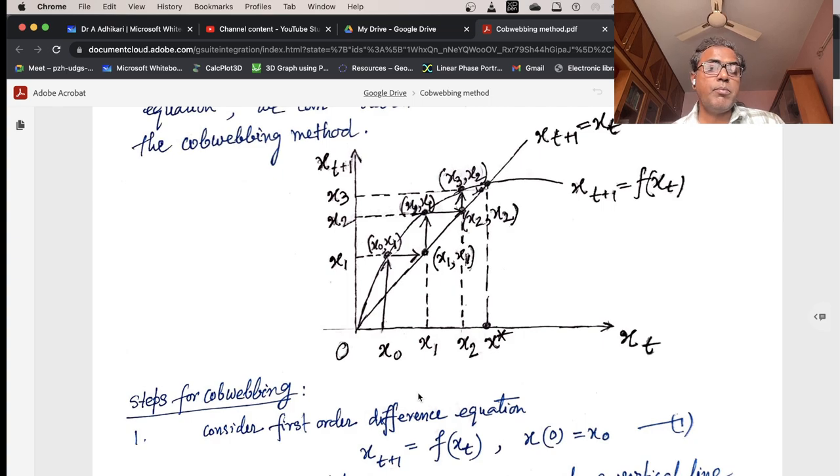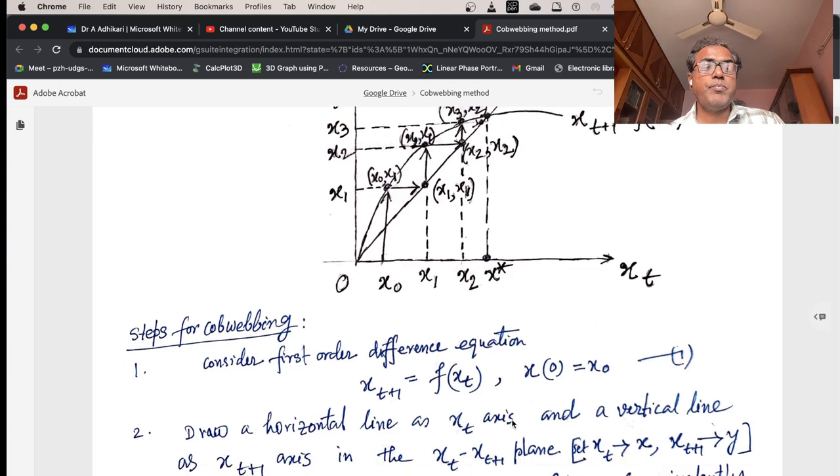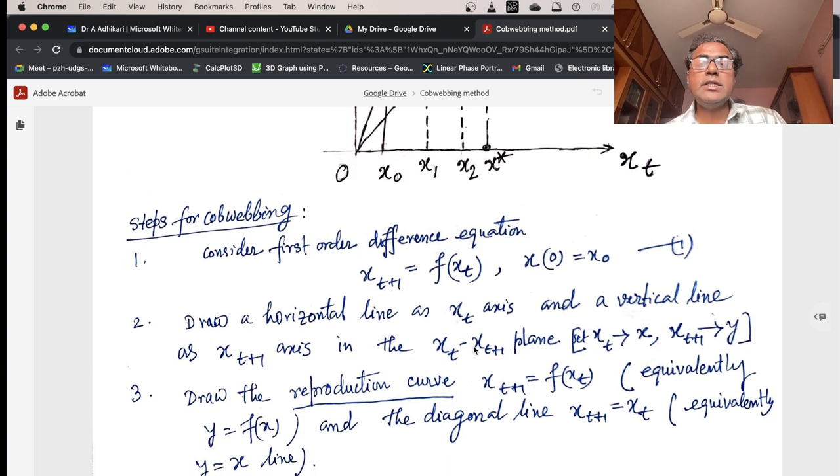So the steps for the cobwebbing method: first we consider the first order difference equation xt plus 1 equal to f(xt), where the initial value is x0. Draw a horizontal line as the xt axis and a vertical line as the xt plus 1 axis. In this plane, we consider xt as the x axis and xt plus 1 as the y axis for simplicity. Draw the reproduction curve xt plus 1 equal to f(xt), that is y equal to f(x), and the diagonal line xt plus 1 equal to xt, that is y equal to x.